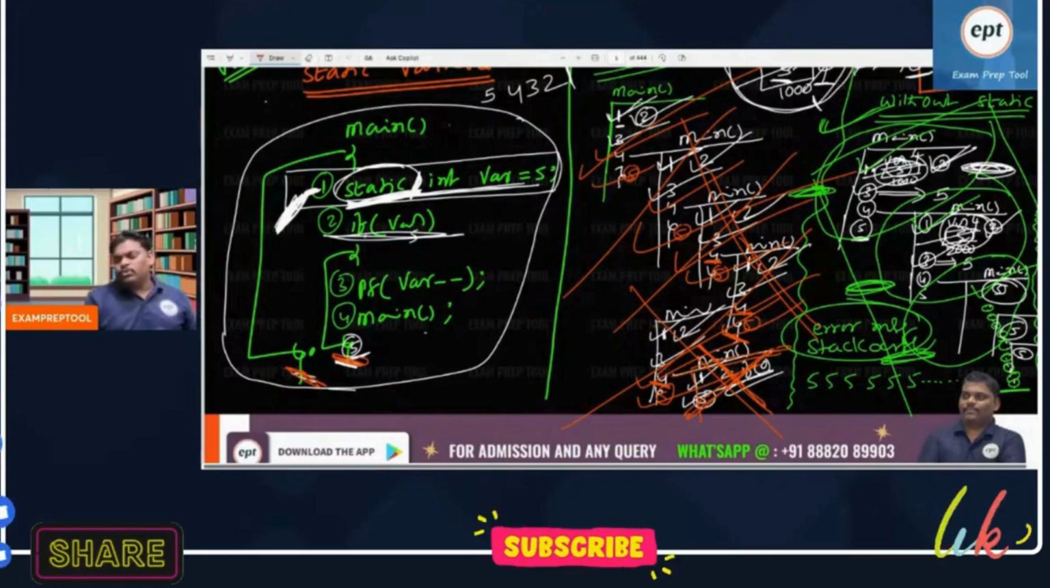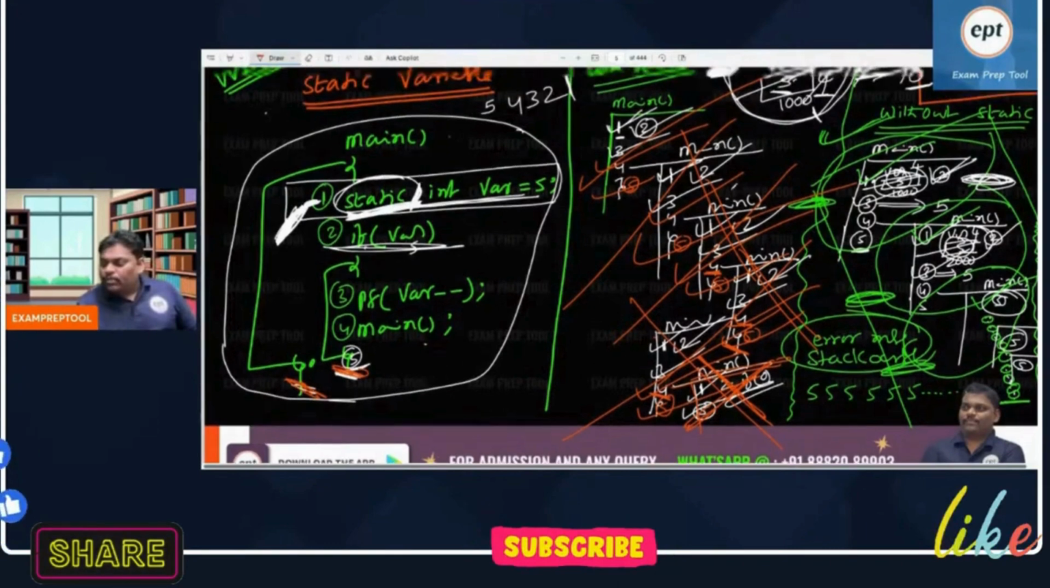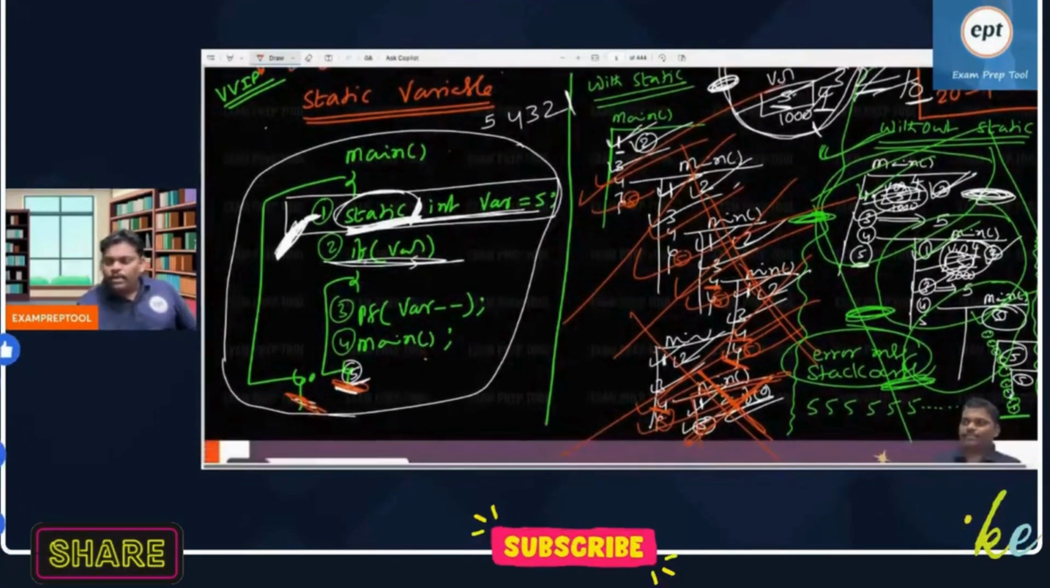Main. So many push. If 25 push, then 25 pop. Fine. I think now you got clarity on with static, without static. What is the difference? Are you okay? Some people said infinite. Those people who said infinite, that is correct for without static.